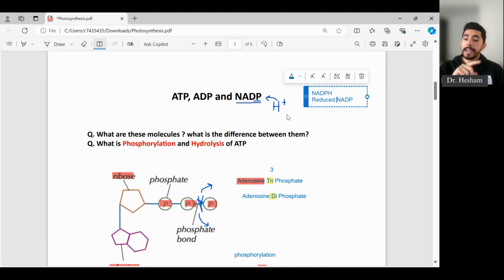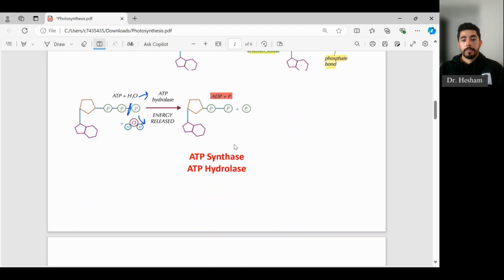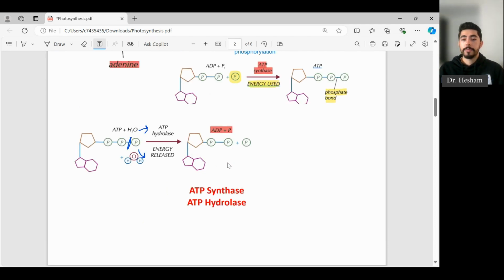And it does exactly like ATP, it cycles from a state of reduction to a state of oxidation. Losing hydrogen, gaining hydrogen, losing hydrogen, gaining hydrogen. And as it does that, it releases energy and gains energy. Right? So these are also molecules that help in the transport of energy from one place to another. These are the keywords: ATP synthase, ATP hydrolase. You need to know them very well.